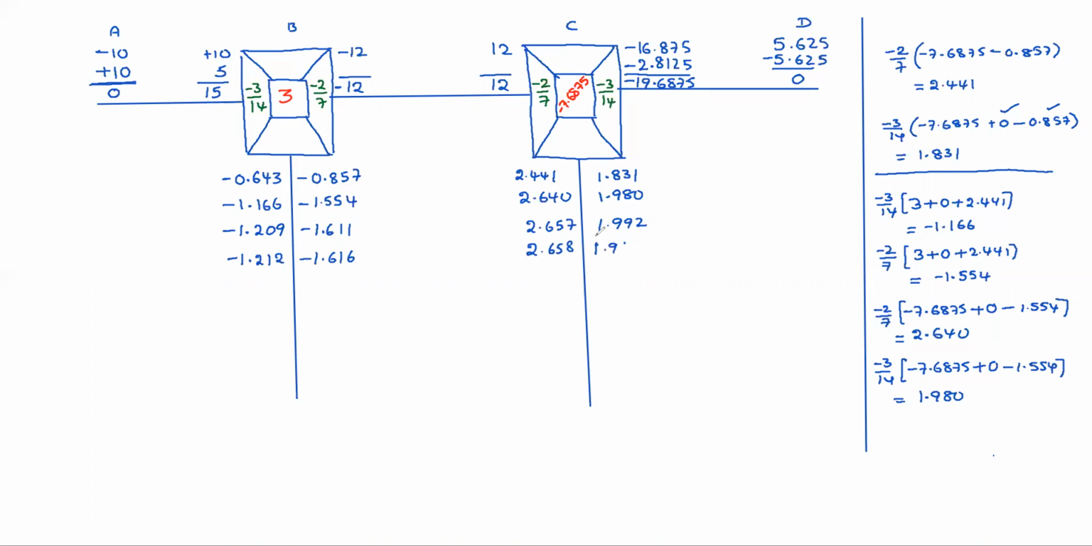1.993. Similarly, next cycle, minus 1.212, minus 1.616, 2.658, 1.993. See, stabilized. The values are stabilized completely. So after stabilizing those values, now we can find final moments.